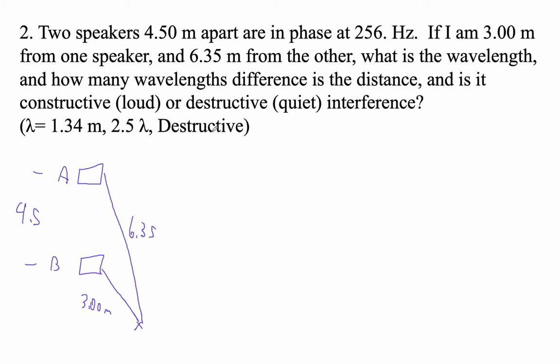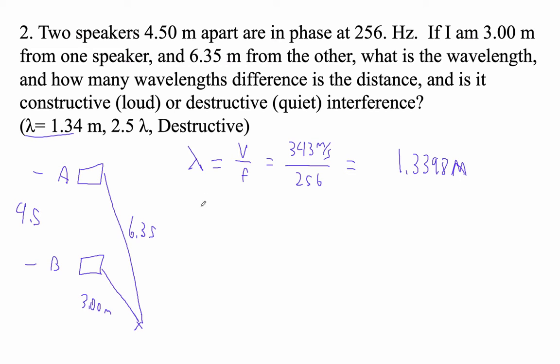Okay, so let's see. The first thing you do is find the wavelength. So the wavelength is going to be the velocity over the frequency. We're using 343 meters per second for the speed of sound for all of these, and our frequency is 256. So 343 divided by 256, which is 1.3398. So there's our wavelength. We got that, right?